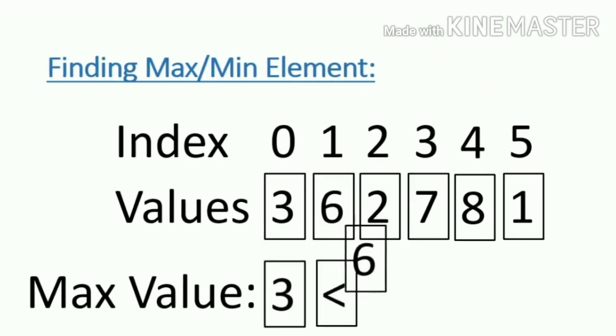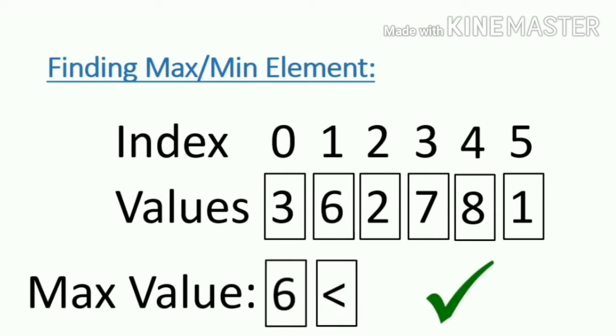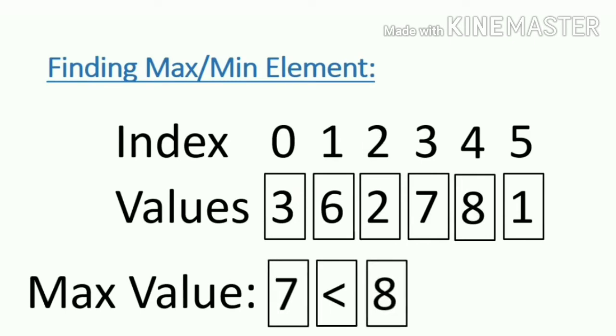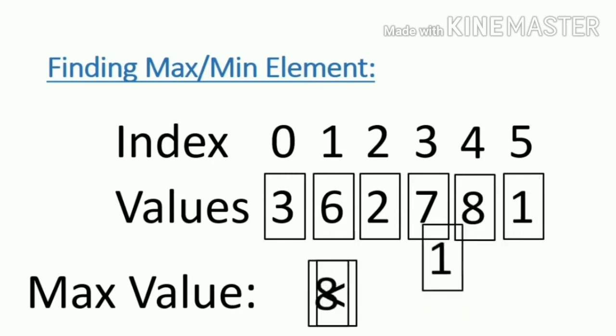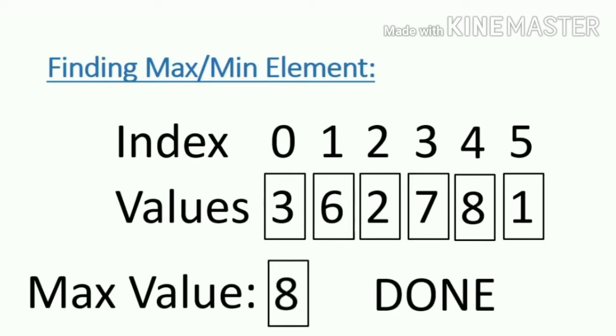This condition is true, 3 is less than 6, so 6 will be stored and it will replace the maximum value. The next, 6 will compare with 2. No, this one is false, so it will not replace, it will remain 6. 6 less than 7, this condition is true, so it will replace the value with 7. 7 less than 8, the condition is true, so it will replace the value with 8. 8 less than 1, no, false, so done. So the maximum value it will store is 8.